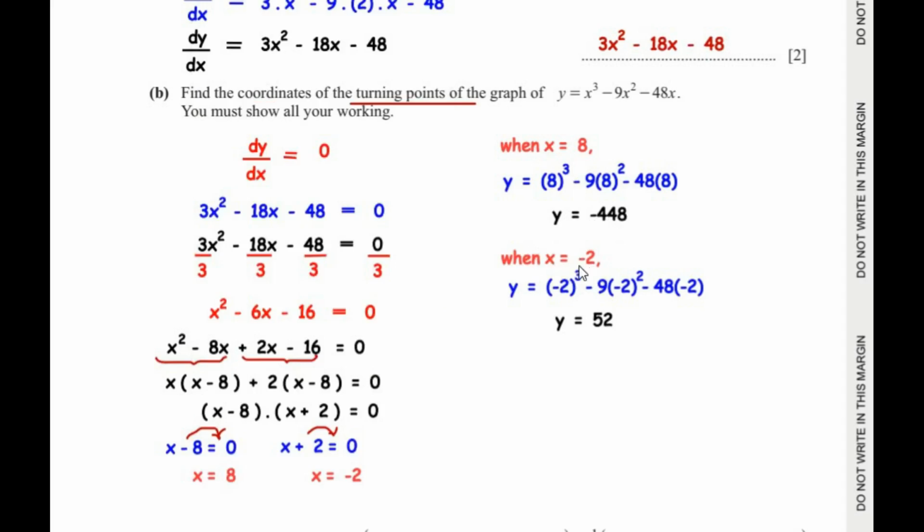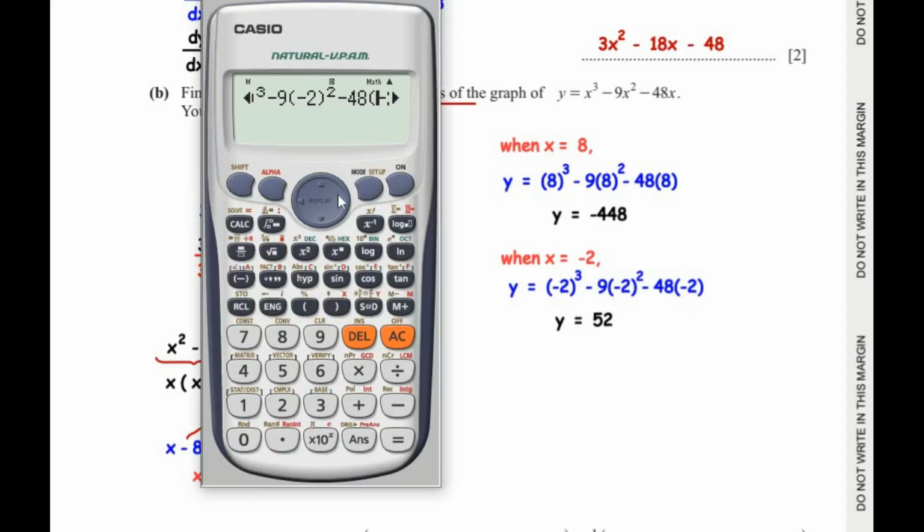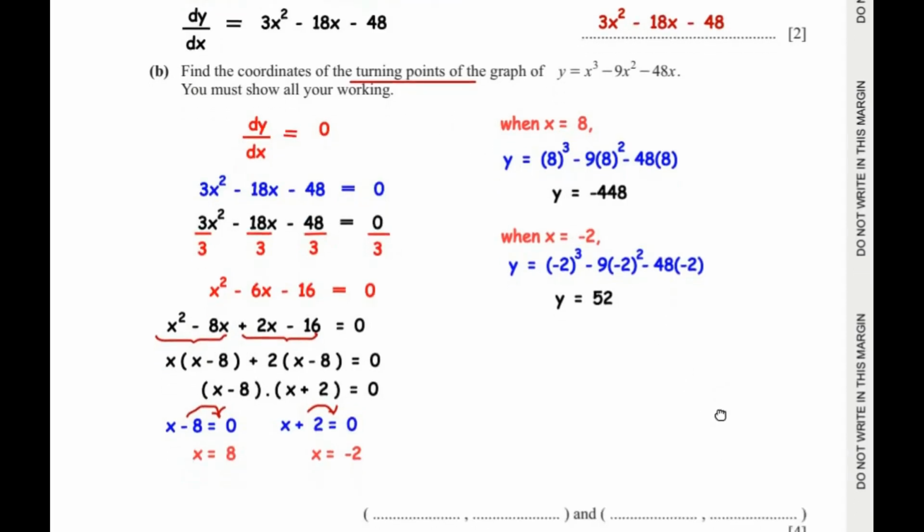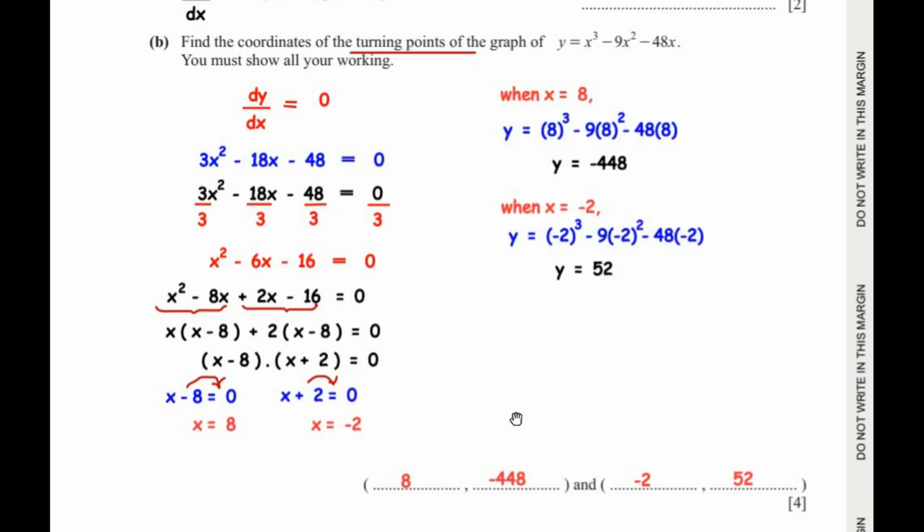Similarly, let us check for x equal to minus 2. So minus 2 we are going to plug into this equation. So y is equal to minus 2 cubed minus 9 times minus 2 squared minus 48 times minus 2. So let us see what value this gives us. This is going to give us the value as 52. So when x is equal to negative 2, y is 52. So let us write down the coordinates of the turning points now. So x is 8, y is minus 448, and x is minus 2, y is 52.